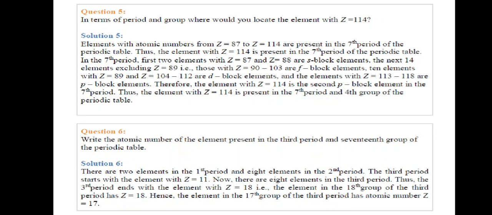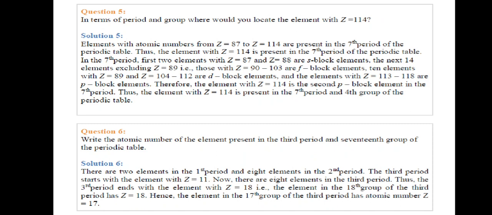Next, in terms of period and group, where would you locate the element with Z equals 114? Atomic number 114 कहाँ पर place किया जाएगा in respect to period and group? Elements with atomic number Z equals 87 to 114 are present in the 7th period of the periodic table. Thus, the element 114 is present in the 7th period.